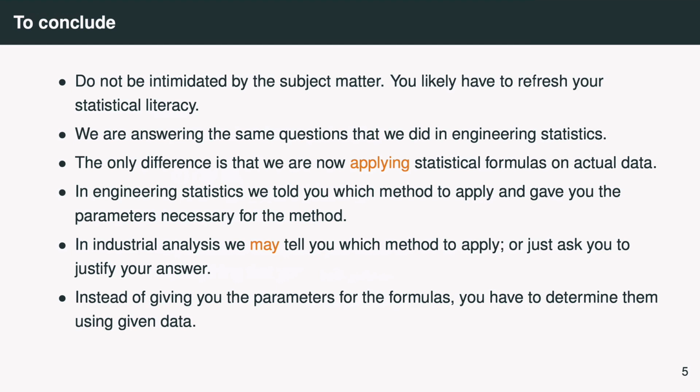But we are answering the same questions that we did in engineering statistics. The only difference is that we now apply statistical formulas on actual data. In engineering statistics, we told you which method to apply and gave you the parameters necessary for that method. But here in industrial analysis, we may tell you which method to apply, or we will just ask you to justify your answer. Instead of giving you the parameters for the formulas, you have to determine them using the given data. And first, decide which are the appropriate formulas to actually apply to solve the problem or get an answer to the question at hand.